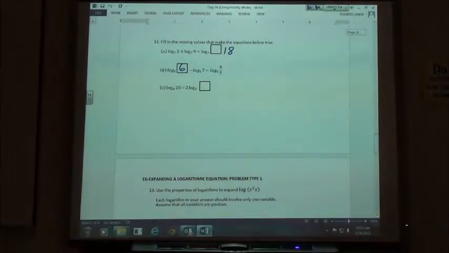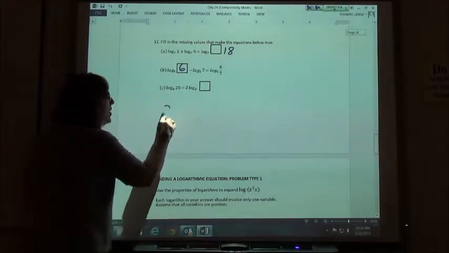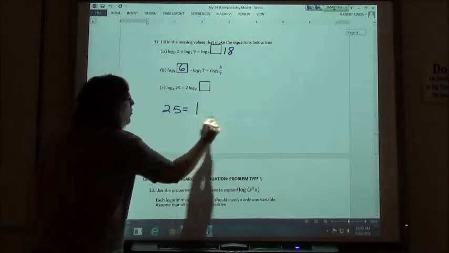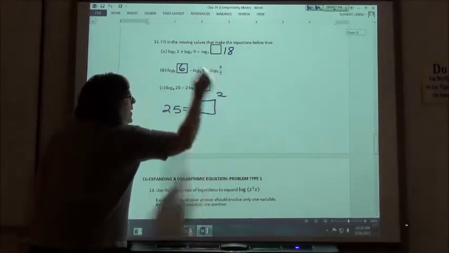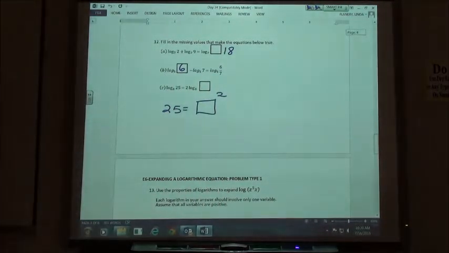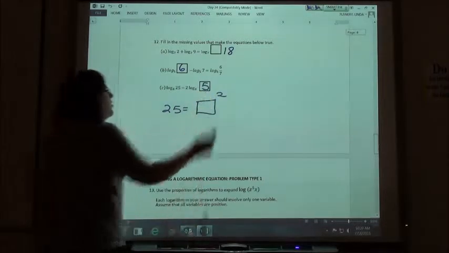6 divided by 7. And then we have log base 8 of 25 equals 2 times the log base 8 of what? So we're saying 25 would equal what? 2, and that second power. And so what to the second power is 25? 5. So log base 8 of 5.